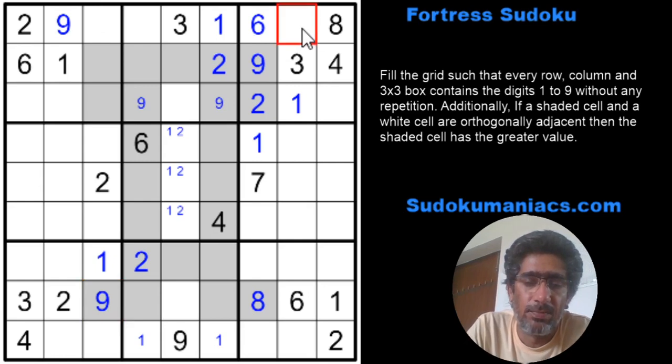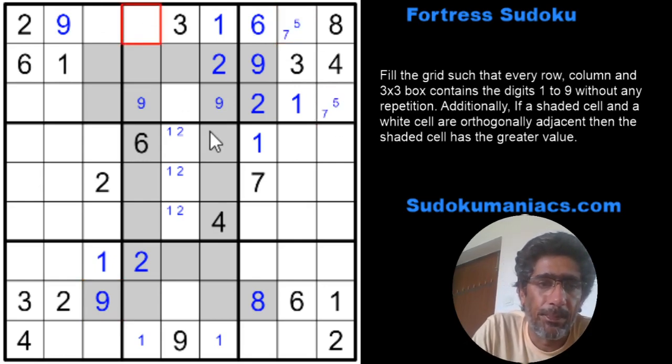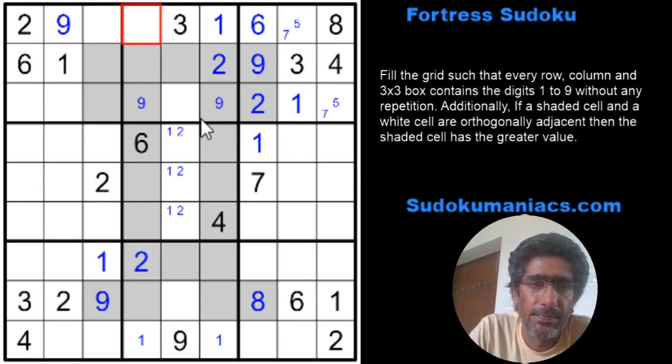Right? So let's put the pencil marks 5, 7, 5, 7. Alright. 3, 3, 3 has to be in one of these two, correct? But if I have a 3 in the gray cell, I would require a lesser digit on the white, but the 1 and 2 are already available in the box. So I can't have the 3 in the gray.